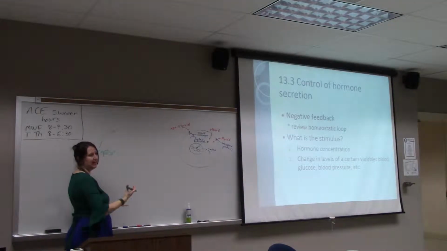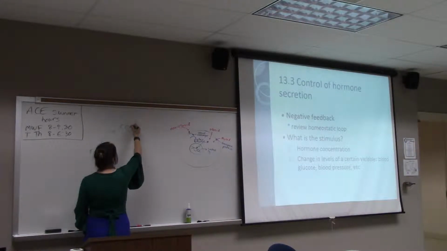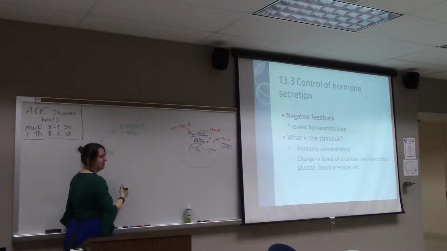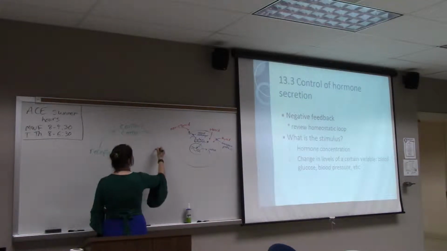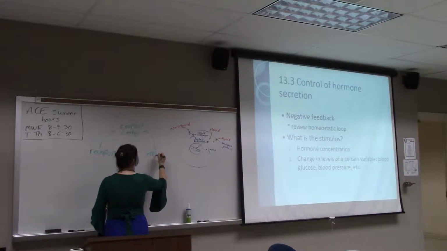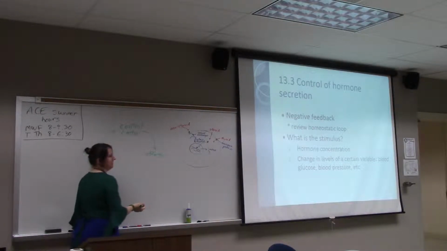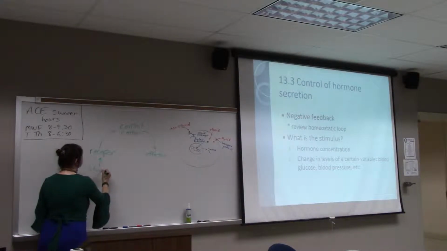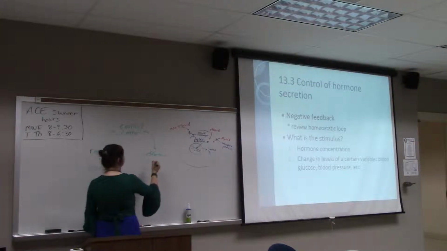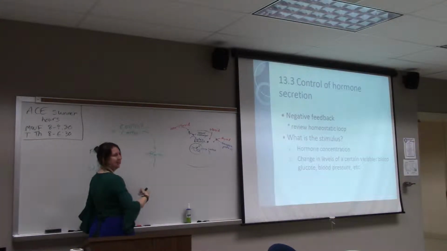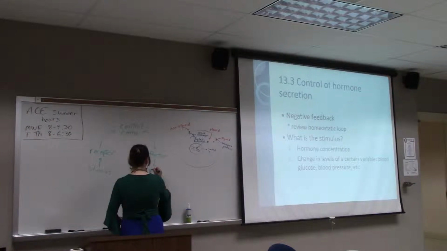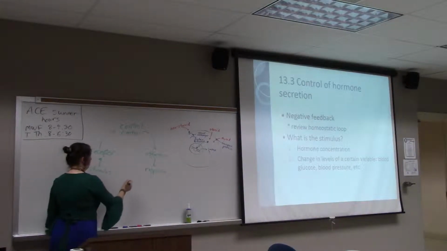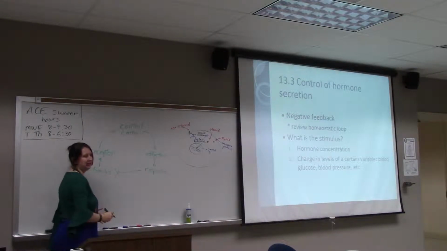A receptor that detects the information, a control center that decides what to do about it, and an effector which does something to fix it. The information that the receptor picks up is a stimulus. The effects of the effector are the response. And often, the purpose of the response is to get rid of the stimulus.